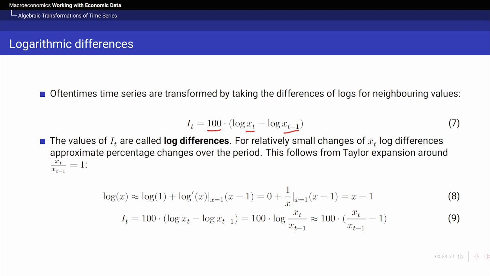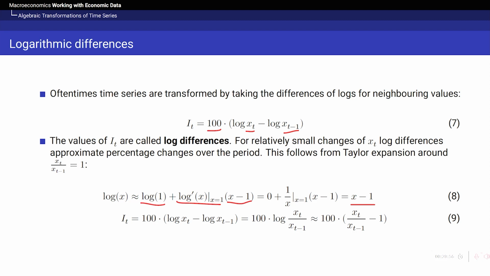This results from the first-order Taylor expansion of the log difference around the point x_t over x_{t-1} equal to 1. First, recall that a Taylor expansion of any function at point x0 is equal to its value at point x0 plus its derivative evaluated at this point times x minus x0. Applying this to the natural log, we get that it is equal to log 1 plus the derivative of the log at point 1 times x minus 1. After some trivial transformations, it's clear that this is equal to just x minus 1.